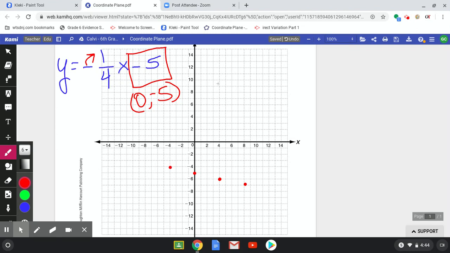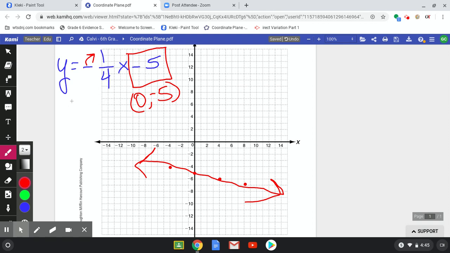Plot a point. And then once you have a good amount of points, that'll give you a pretty accurate line. You can connect and put arrows at each end. Well, scanning this from left to right, I see that this line that I graphed is going down to the right, so that should be a negative slope, which it should be because my slope in my equation is negative.